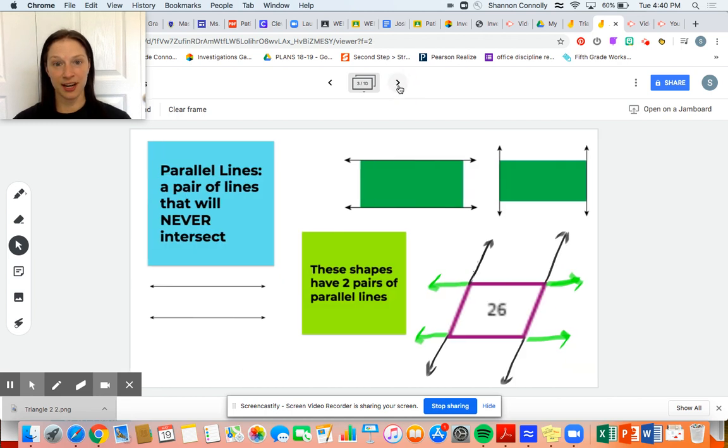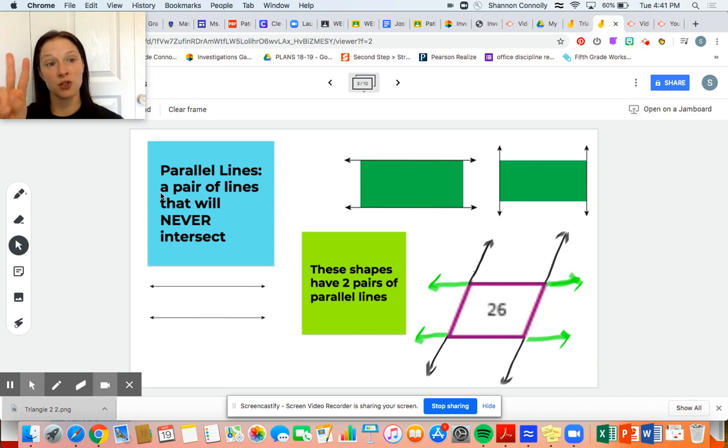All right, fair warning, I had a little trouble drawing on the screen, but the first attribute that we're going to talk about that we can use to describe quadrilaterals is parallel lines, okay? This won't be used to describe all quadrilaterals because you'll see in a minute that not all quadrilaterals have pairs of parallel lines, but parallel lines is a pair of lines that will never intersect. So, you know how 2 socks make 1 pair? Well, 2 lines make 1 pair of parallel lines.